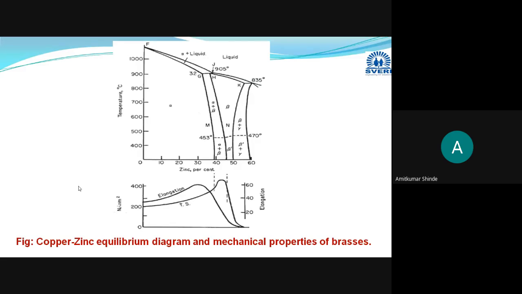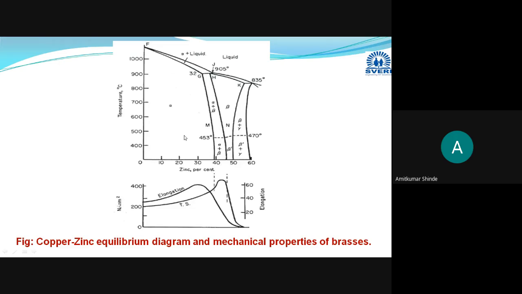Okay, now we will start with this equilibrium diagram for brass. As brass is an alloy of copper and zinc, here copper will act as the base element and zinc will act as the alloying element. As far as their melting points are concerned, the melting point of copper is about 1083 degrees Celsius, and the melting point of zinc is about 419 or 420 degrees Celsius. In this diagram you can clearly see that the percentage of zinc is plotted on the x-axis, and temperature on the y-axis.